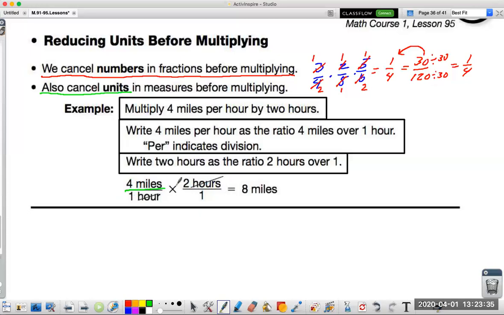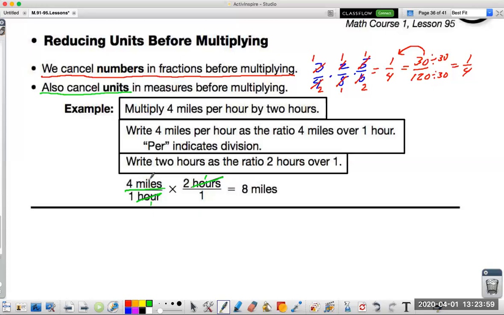If you look at it, you see that this hour in the numerator cancels this hour in the denominator, just like this 5 up here canceled this 5 down here. 5 in the numerator, 5 in the denominator. They're the same. They cancel each other out. They become 1. Same with this. This hour here cancels that hour out. So all you're left with is 1 here and 1 here.